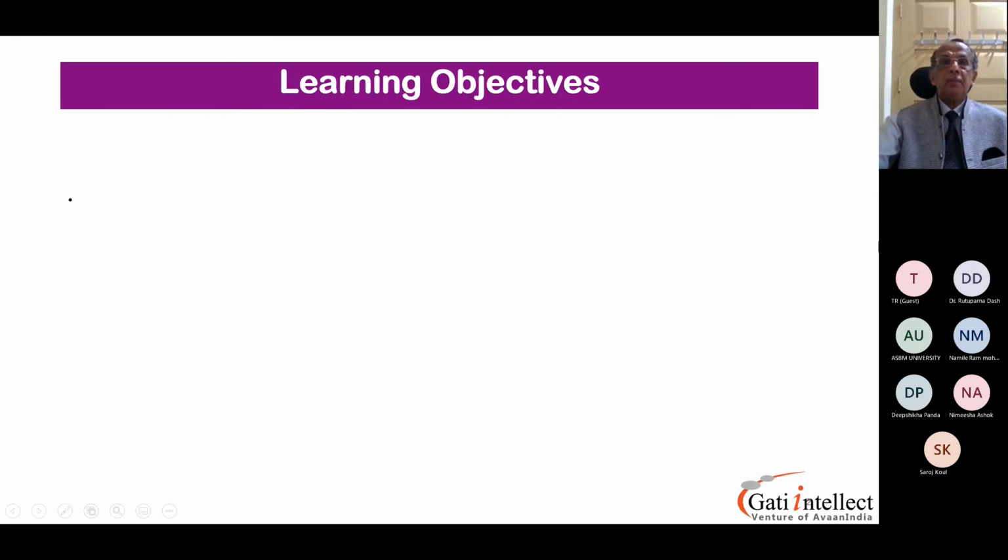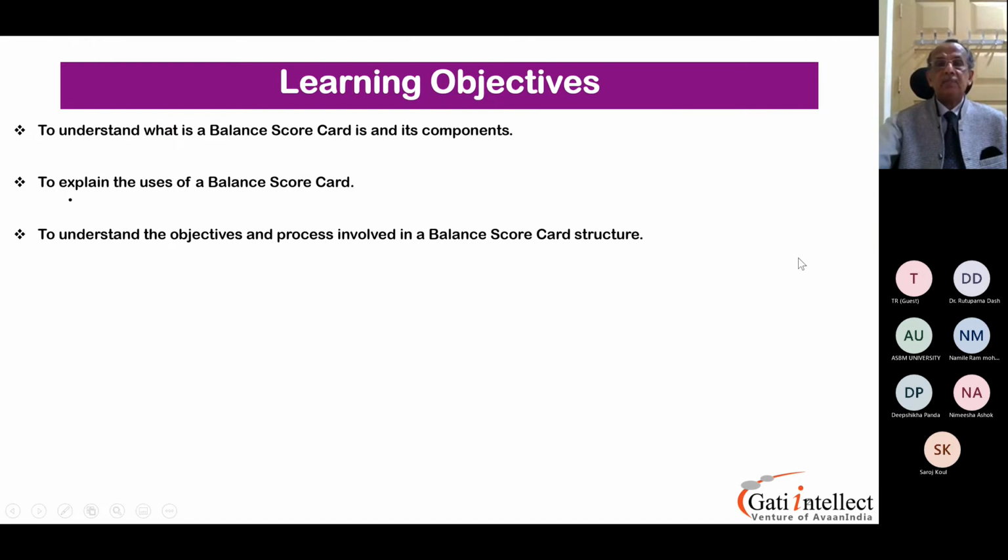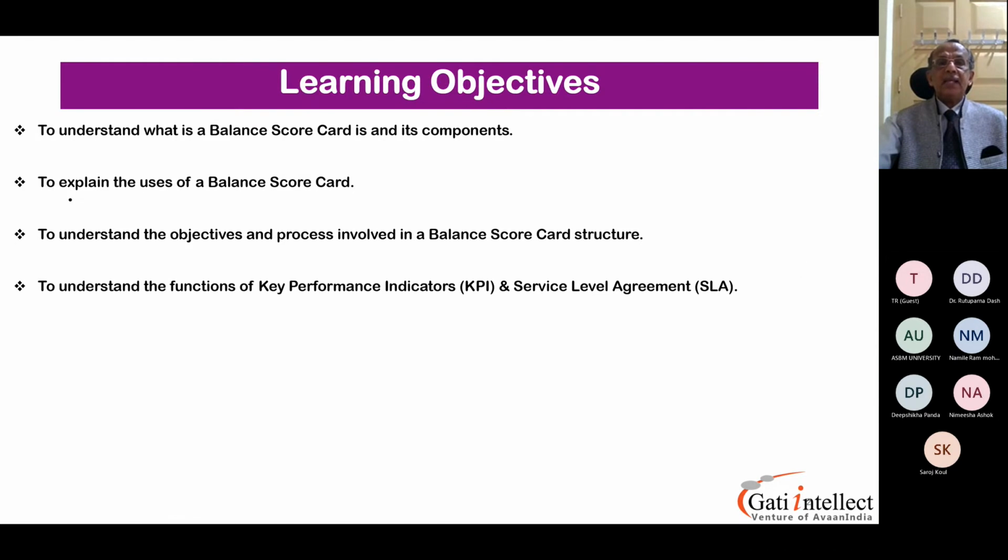Right, so what are we going to see? To understand what is balance scorecard and its importance and its components. To explain the use of balance scorecard. To understand the objectives and process involved in a balance scorecard structure. To understand the functions of key performance indicators and service level agreements. To clarify KPI and service level agreements, and how they can be integrated in contract management.